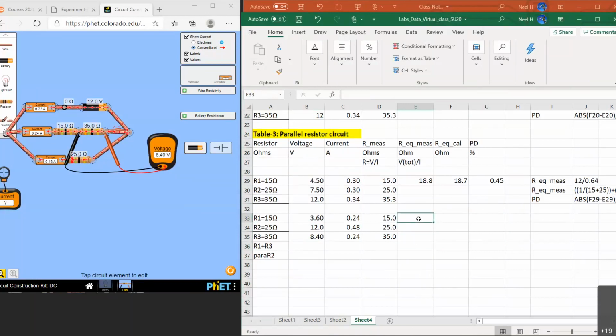Now our measured equivalent again by using the total voltage and the total current in the circuit. Total voltage is 12 and total current is on the very top line, that 0.72. Okay, 16.7, 3 significant figures. Now R equivalent, you have to do the calculation.